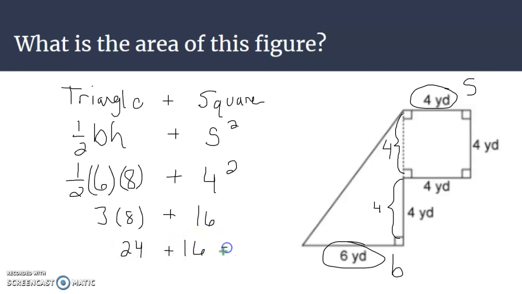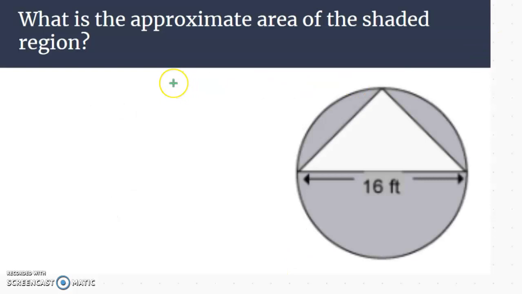Then we add the 24 to the 16 to get a total of 40. And this is measured in yards. Yards squared. We measure area in square units. This figure happens to be measured in yards, so the final answer, 40 yards squared. Let's look at another one here.